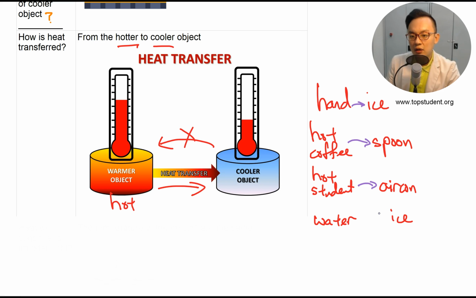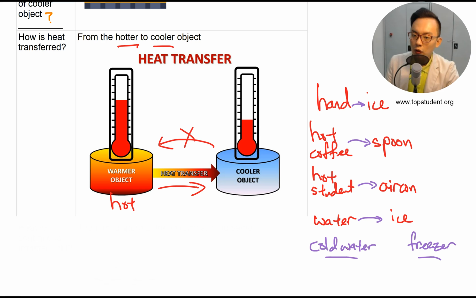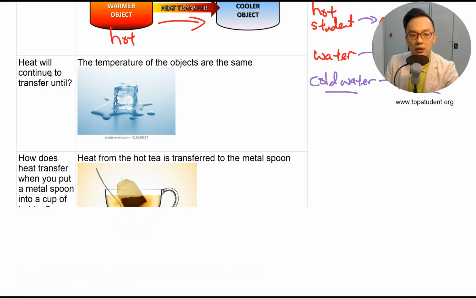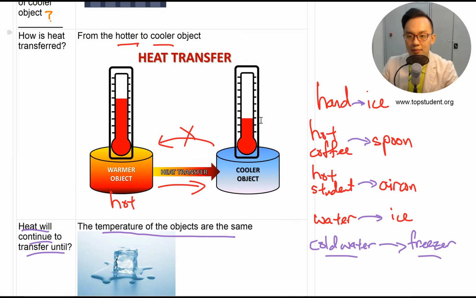Water and ice, which is warmer? Water is warmer than ice, so heat is transferred from water to ice. Okay, let's try this one: cold water to freezer. Is cold water warmer or is the freezer warmer? Cold water is warmer, so the heat goes from the cold water to the freezer, and after that the water will eventually freeze as well. Heat will continue to transfer until when? They will transfer until the temperature of the objects are the same. All right, so what does that mean?